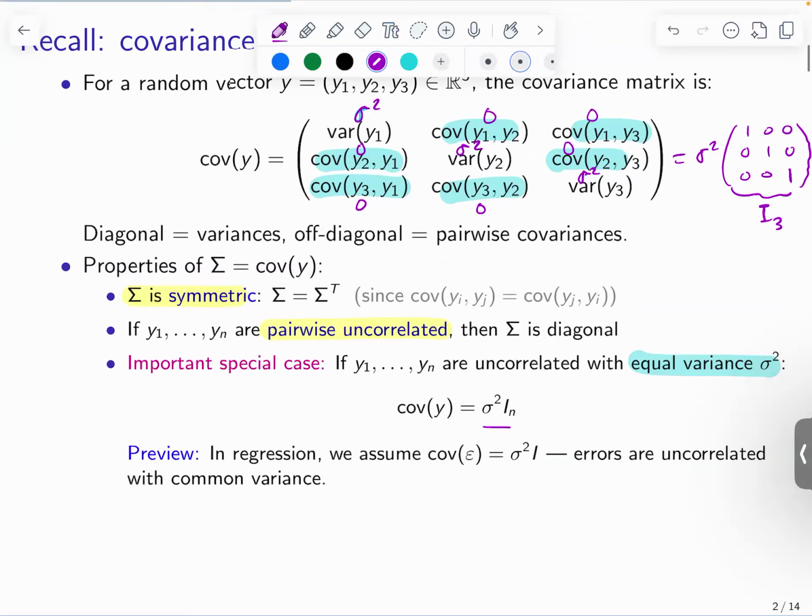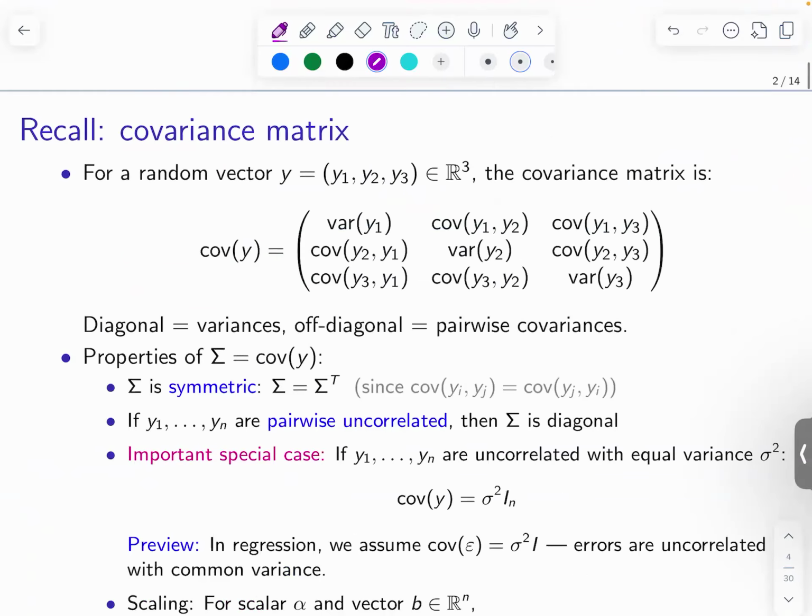Why this matters to us, as you'll see, is that the assumption often made in regression is that the covariance of the noise vector is of this form, sigma squared I, which then means that the coordinates are uncorrelated and the diagonal entries are all equal to sigma squared. So it's a compact way of encoding this information. Any questions so far?